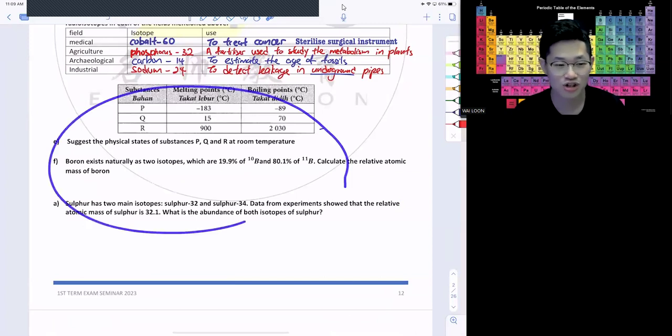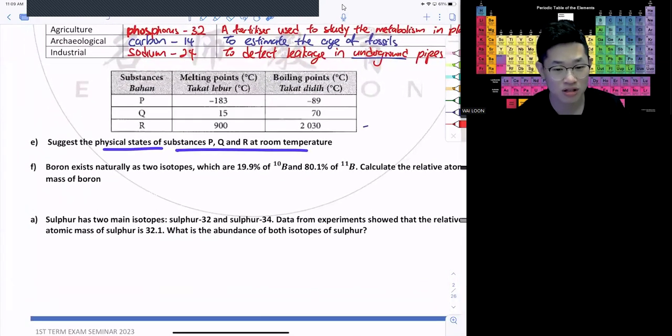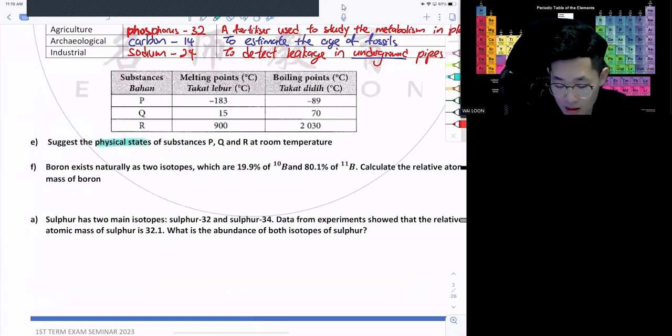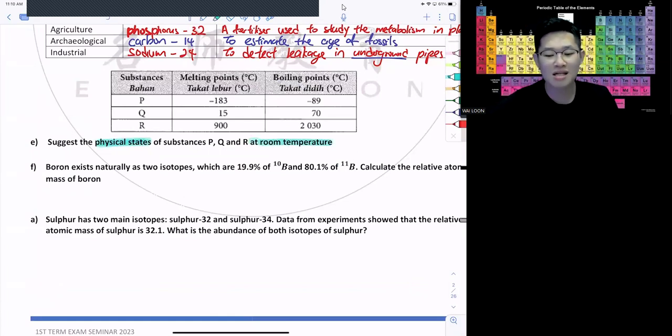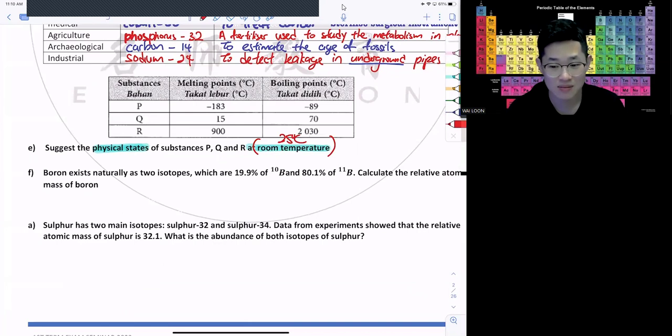After these three questions, I give you a short break. Suggest the physical states of substances P, Q, R at room temperature. Last week in class, we just did a question like this: suggest the physical states of a substance at any temperature. This is what we do, okay, guys. How much is room temperature? You still remember? Room temperature is 25 degrees Celsius.